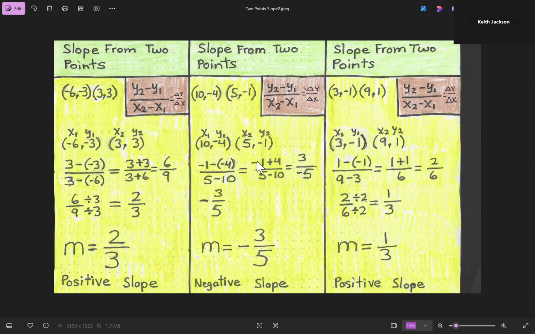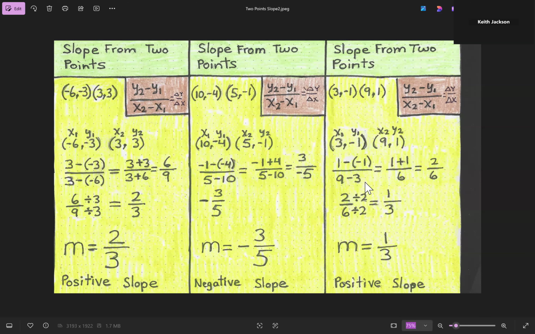And here's what it's going to look like when we further simplify it. Now we have a -1 plus 4, and we have a 5 minus 10, and that's going to give us 3 in the numerator and a -5 in the denominator. And so our value, or I should say our slope, will be -3/5. And so the slope here will be a -3/5, meaning that it's going to have a high left and a low right. The line will have a high left side and is going to have a low right side. That's why this is a negative slope.